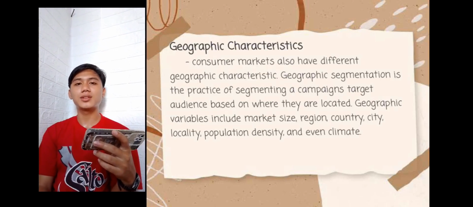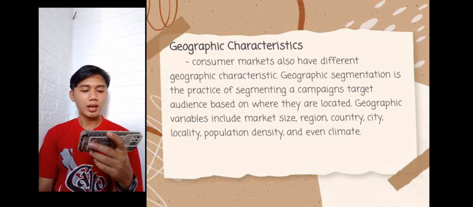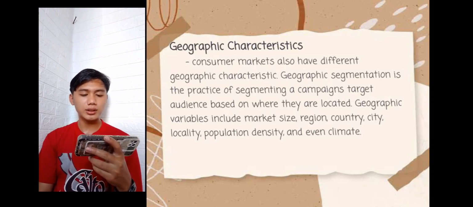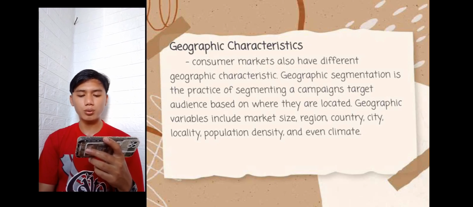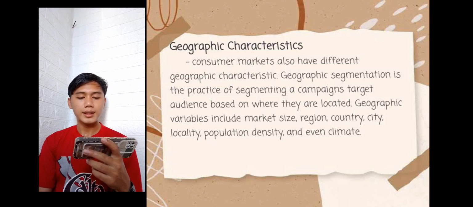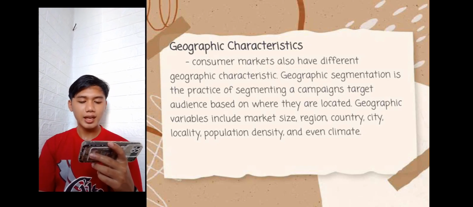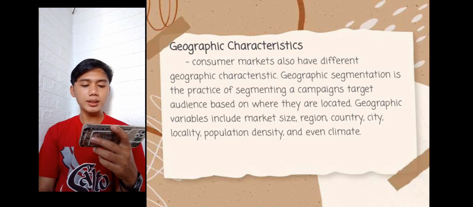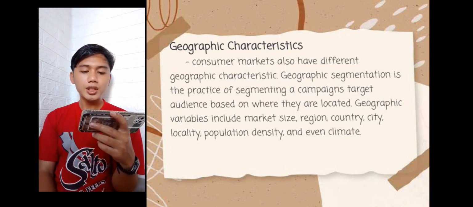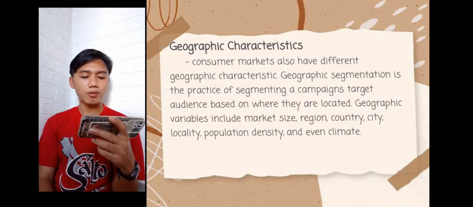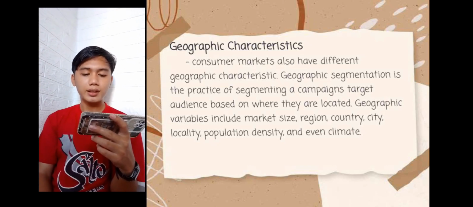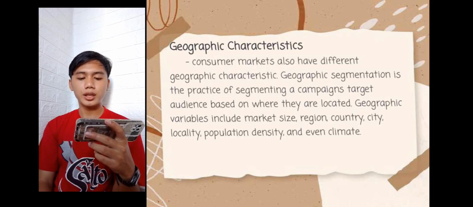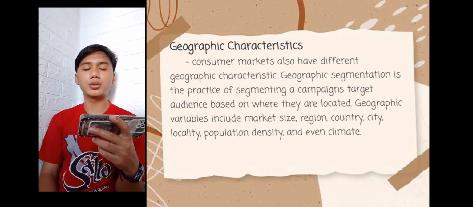The last way to segment the market is geographic characteristics. Consumer markets also have different geographic characteristics. Geographic segmentation is the practice of segmenting a campaign's target audience based on where they are located. Geographic variables include market size, region, country, city, locality, population density, and even climate. Geographic variables are not good predictors of consumer behavior. These days, the choice of consumers from the rural and urban areas does not differ much. It cannot foresee future buying behavior within consumers.